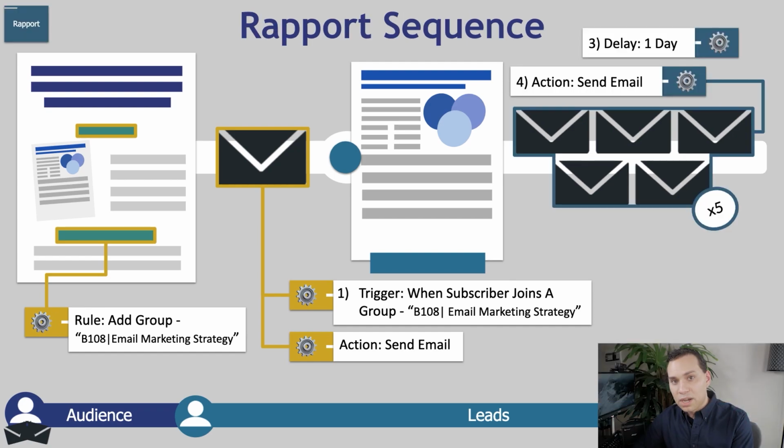So now what we want to talk about is what comes after the segmentation. So typically you're going to want to send anywhere from another 4 to 6 emails, and this is where you're going to be building rapport.